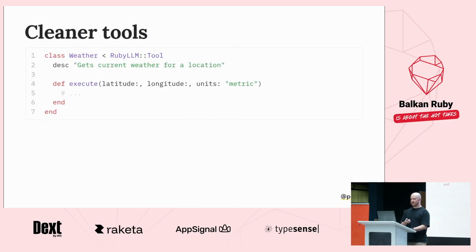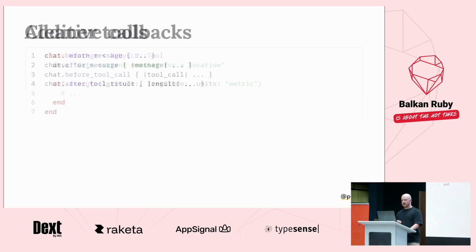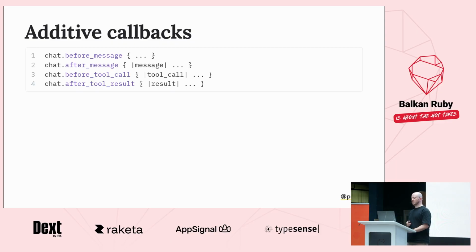And we also have slightly cleaner tools. Before, you needed to always pass a param function with some description of the param. Now you don't have to, so it looks even better. And we have also additive callbacks instead of just the on new message or on end message, which were replacing callbacks. Now it looks more like Rails.